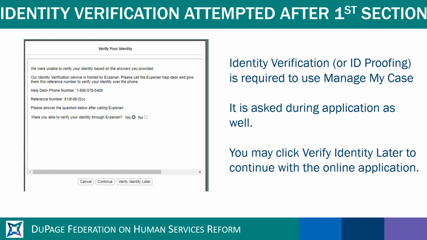So you may actually try to verify the identity, but it's done through the credit history of your client. And if they don't have much of a credit history, they might not get through this electronic ID proofing process in real time. If that happens and you weren't able to verify the identity, you can click Verify Identity Later and still continue with the online application.